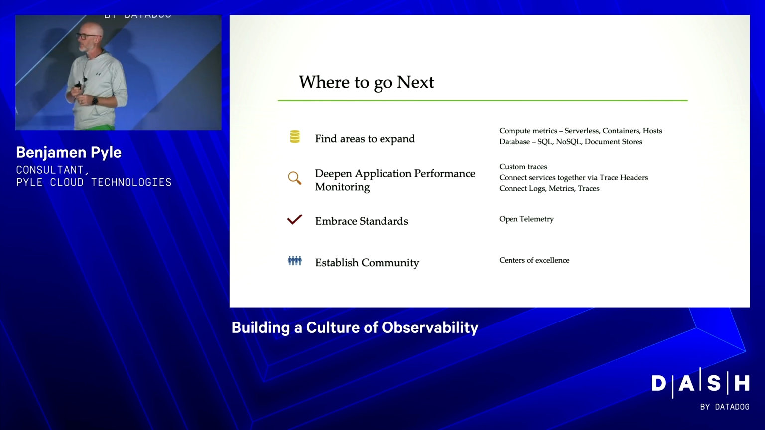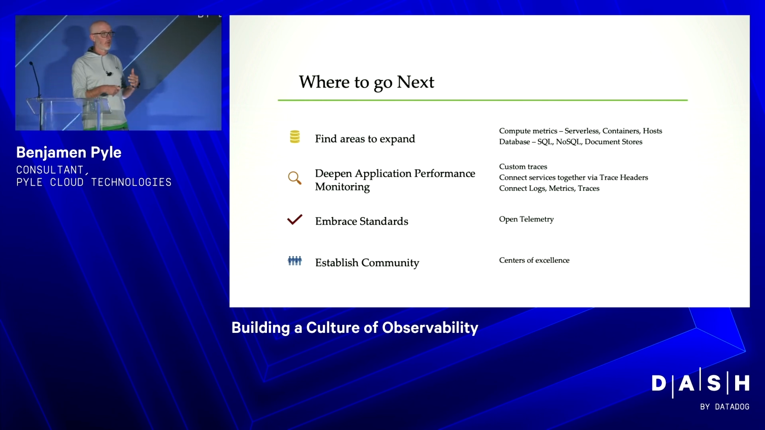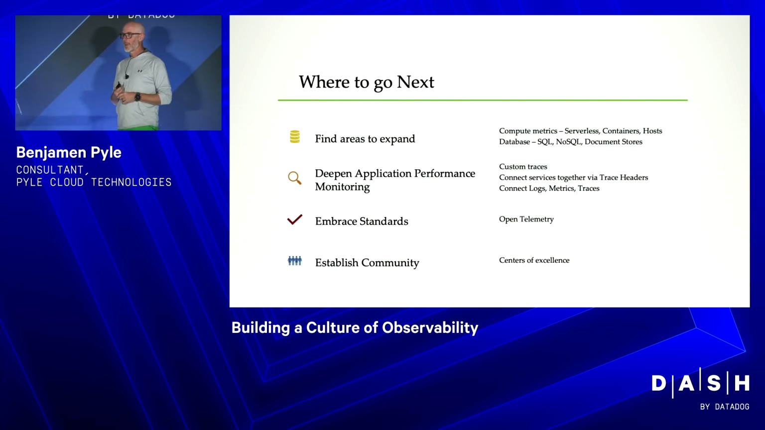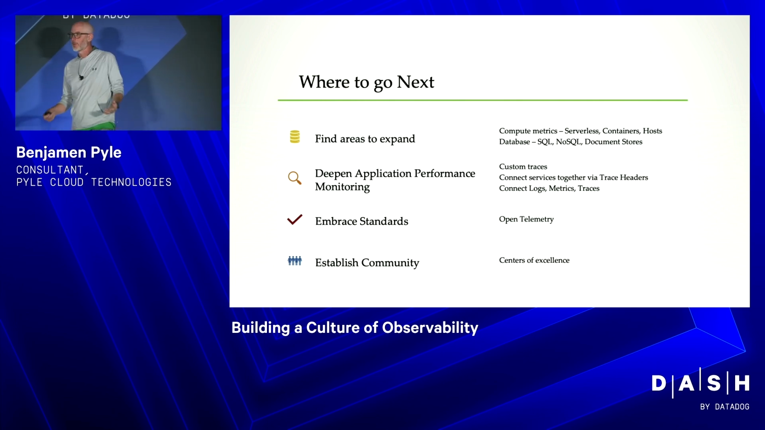Deepening your application performance monitoring. So I mentioned in the beginning about auto instrumentation. Maybe that's great. Maybe you're running it for 6 months and you discover you've got a couple of black holes. You have some spans that you can't quite figure out what your code is doing. Maybe it's time to build custom traces.